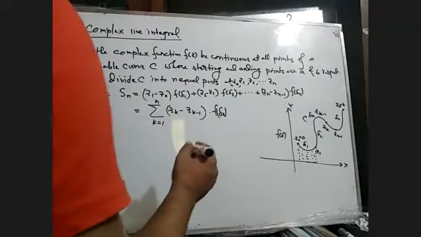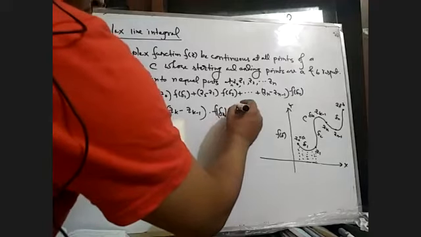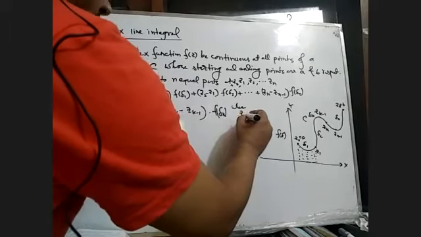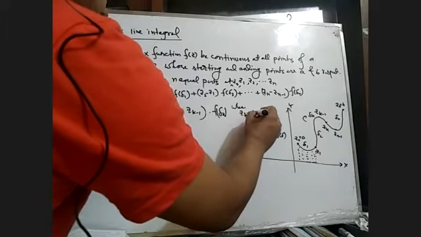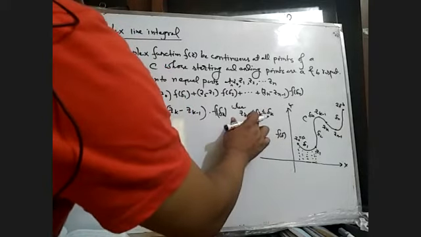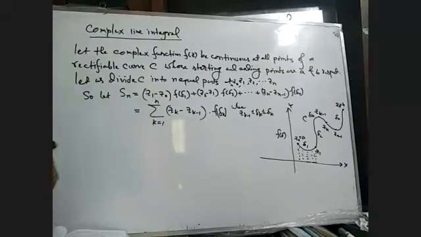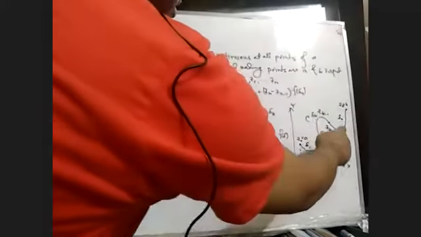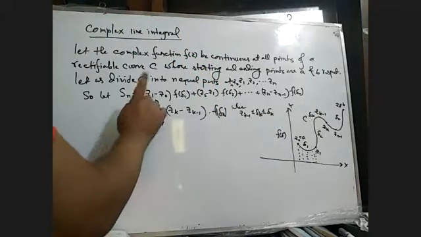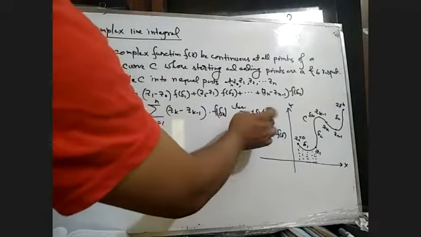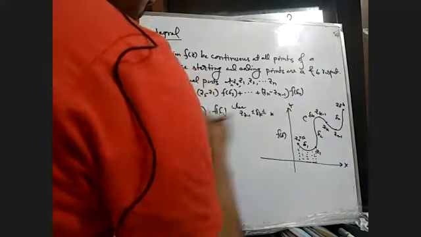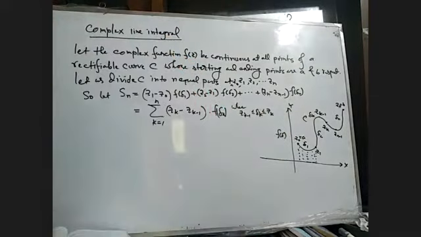Remember it. Here, del k must lie between Zk minus 1 and Zk. That means for every k from 1 up to n, this del k lies between these two points, Zk minus 1 and Zk.